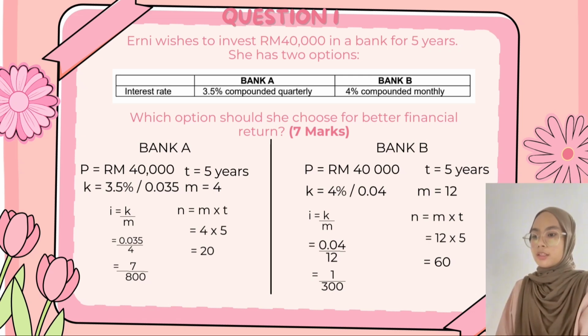So after that, we need to find the interest rate per compounding period and the total number of compounding periods for bank B. To find the interest rate per compounding period, we use the same formula. So 0.04 divided by 12, and the interest rate per compounding period is 1 divided by 300. After that, we need to find the total number of compounding periods. We use the same formula. So 12 times 5, and the answer for the total number of compounding periods is 60.